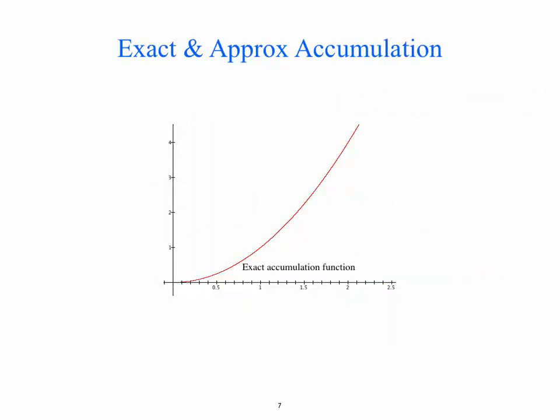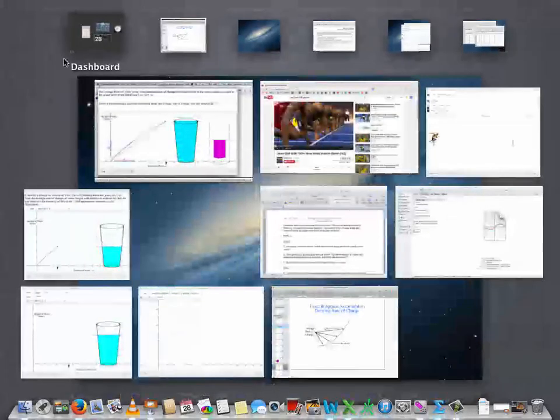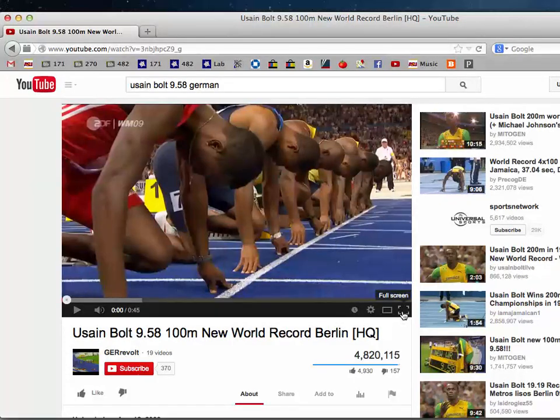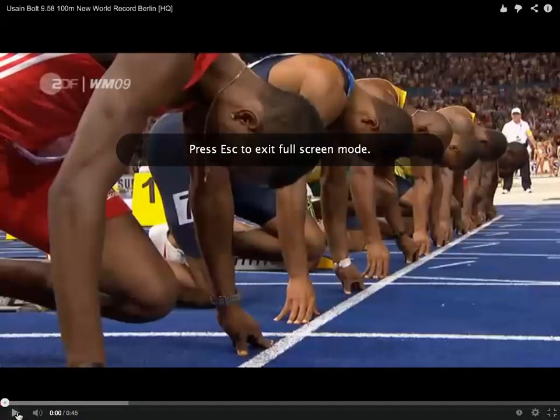Okay, so there's one important key element to this reverse process that we haven't talked about yet. So that's what we're going to talk about today. So to start talking about that, we can start with Usain Bolt.